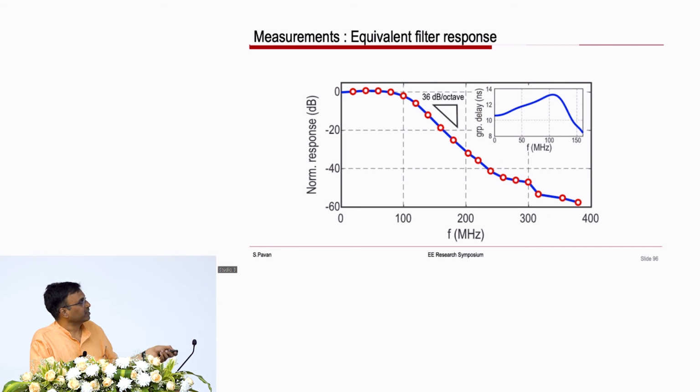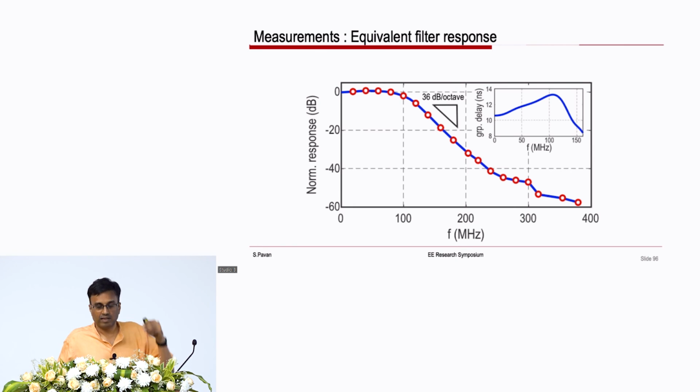And this is the frequency response of the equivalent filter. It's a 3-stage continuous time pipeline. So basically, the equivalent of a 100 megahertz 6th order Butterworth filter, and you can see that it rolls off at 36 dB per octave as advertised.